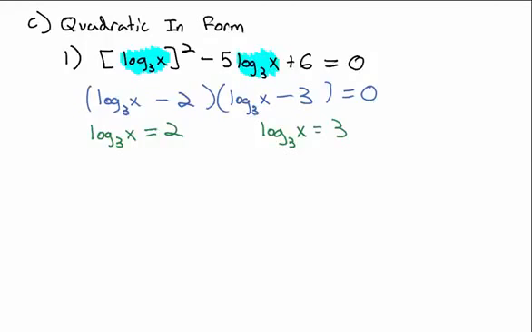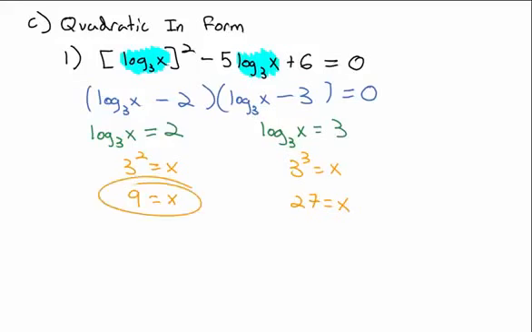And now we're back to where we started at the beginning of this video. Change the log to an exponent. 3 squared equals x, or x equals 9. 3 cubed equals x, or 27 is equal to x. Check in the original: both of these keep it positive because it's just the log of x. Both these solutions are going to work for this problem.